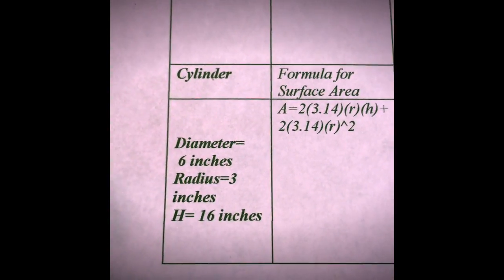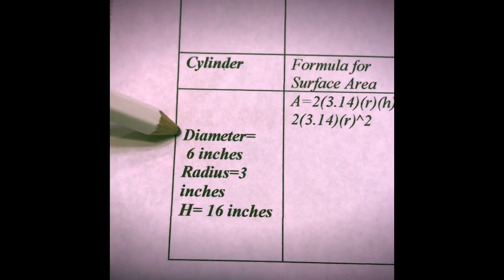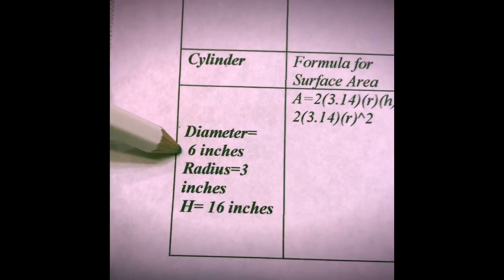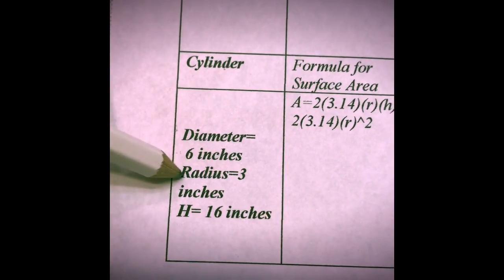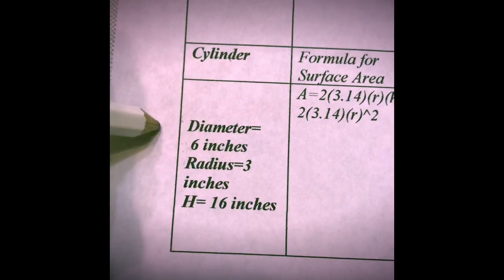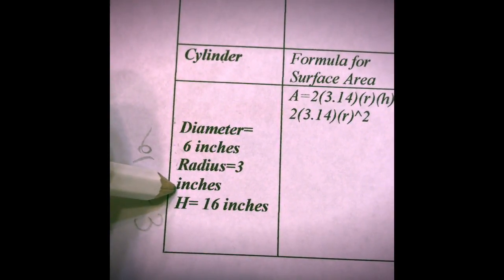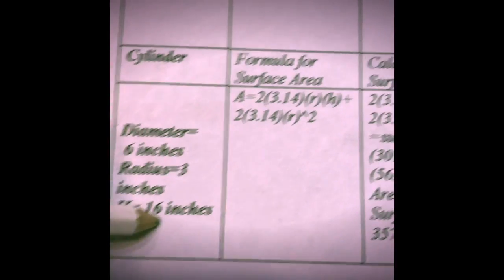For the cylinder, we used the sconce that was on the wall. And remember, I measured the diameter, which was 6 inches. In order to get the radius, you divide that by 2. Divide the diameter, so 6 divided by 2 is going to give you 3. And that is your radius. And the height is 16 inches.